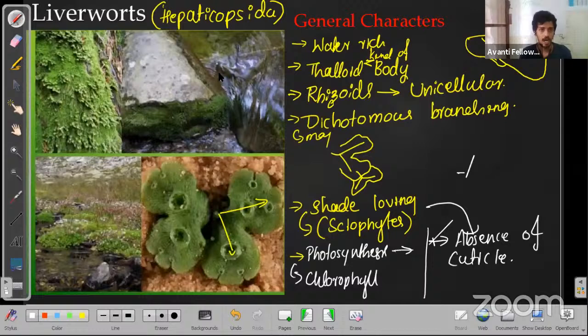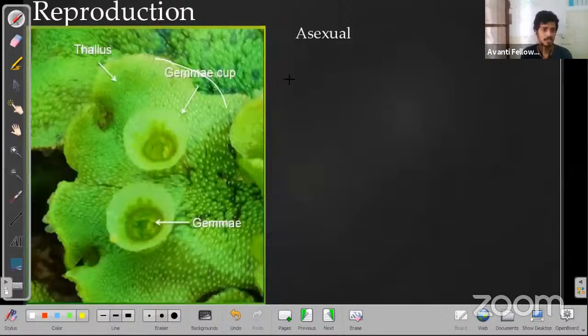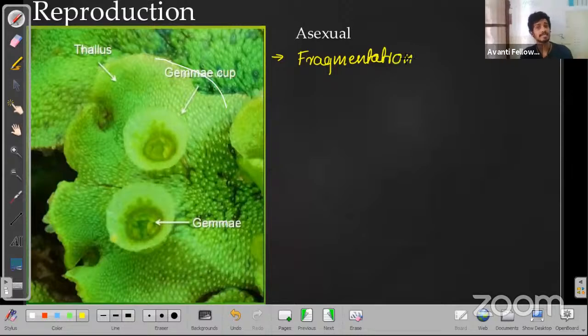Later, how is reproduction happening? Asexual reproduction takes place first through fragmentation. What is the meaning of fragmentation? You already know: accidentally or intentionally, if a part of that particular plant is cut out, that part will give rise to a completely new plant. Divisions into fragments, you are absolutely correct. If you make 10 pieces, it gives 10 different plants. Yes, correct, fragmentation.